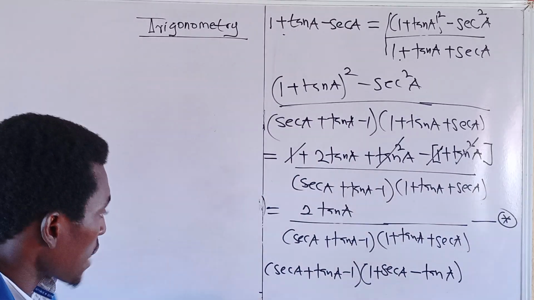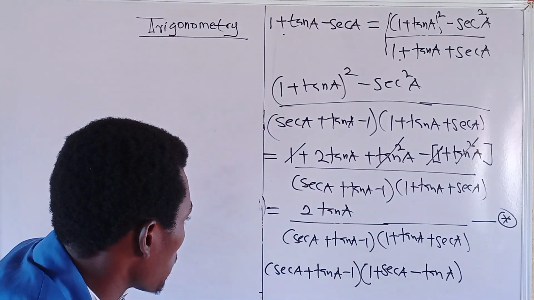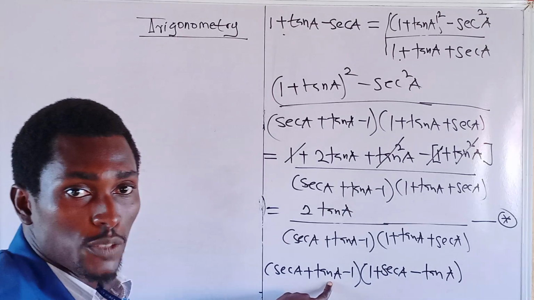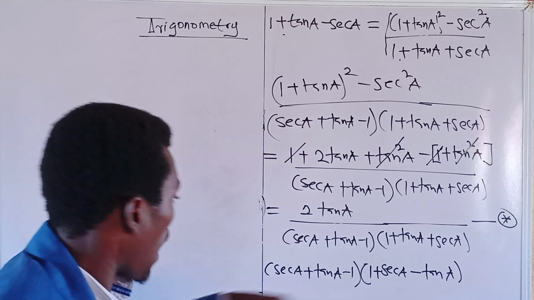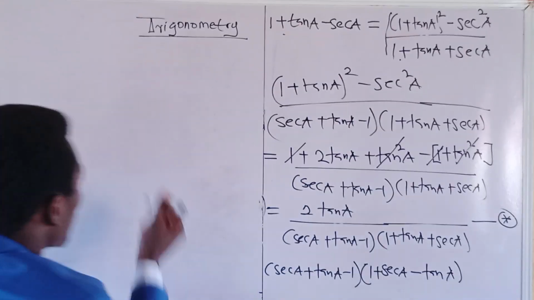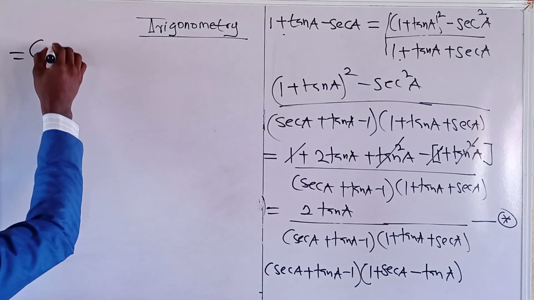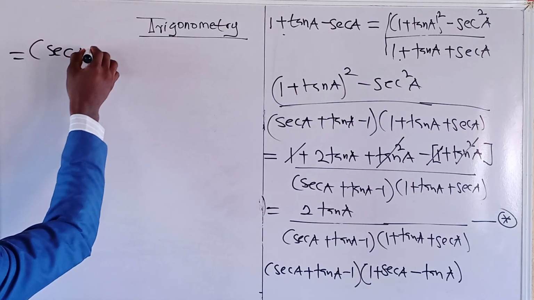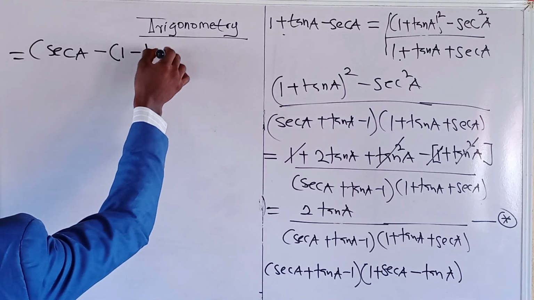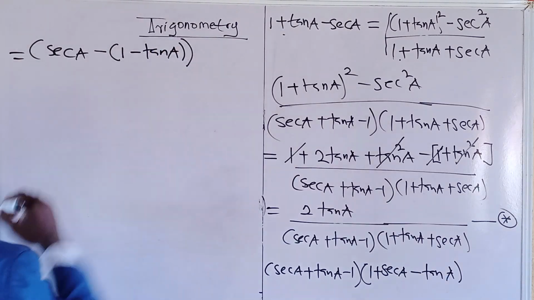Okay, so we have this at hand. Now we shall modify this expression to fit a very nice expression, that is a difference of two squares. Now how do we do that? We can write this expression we are seeing here as equal to sec A, then minus, or we now have 1 minus tan A, then close bracket. Do you agree with that?